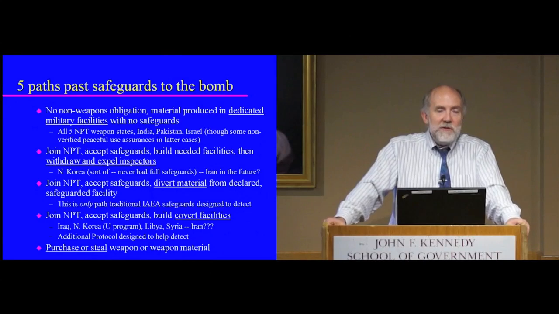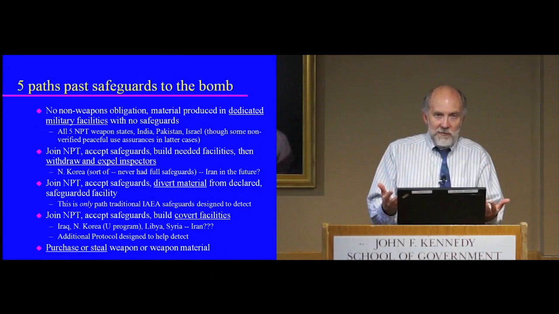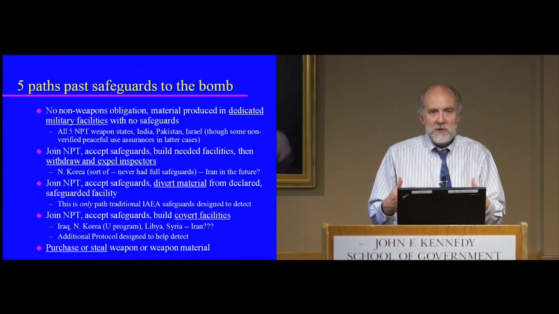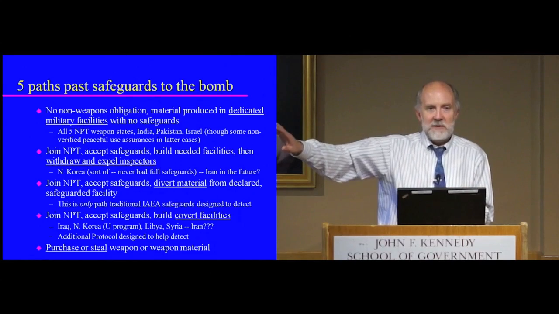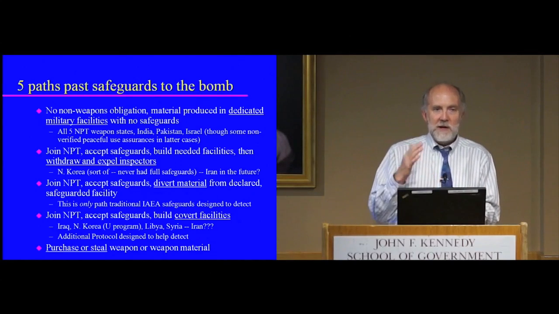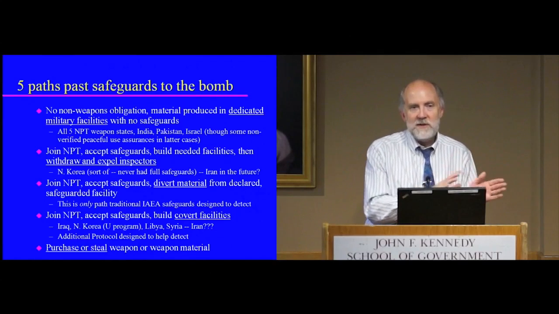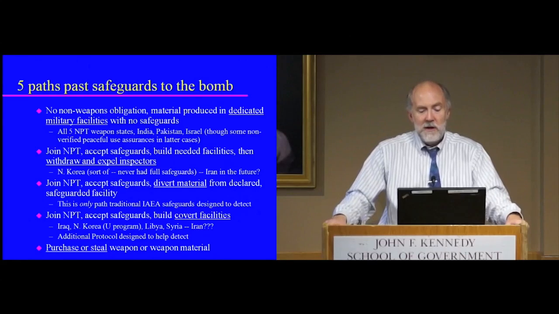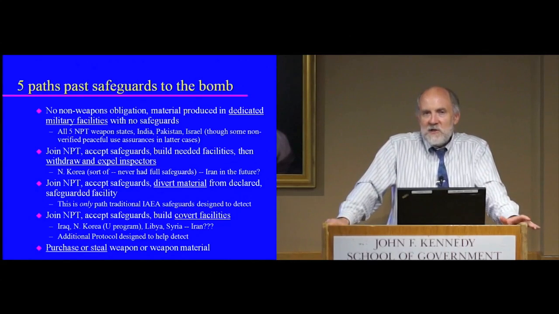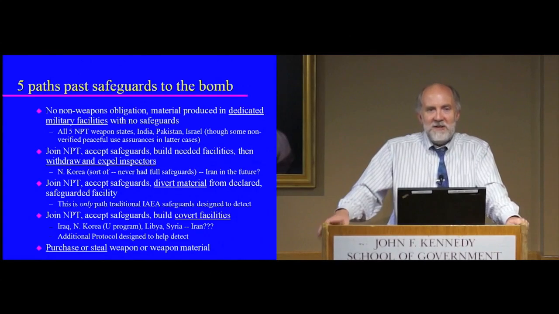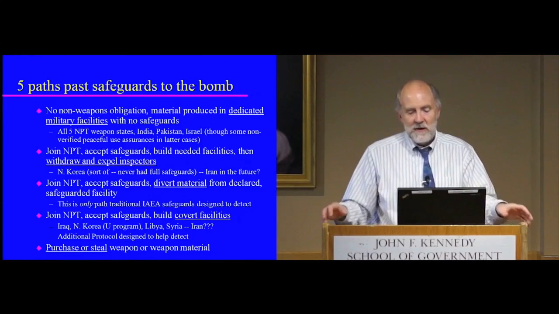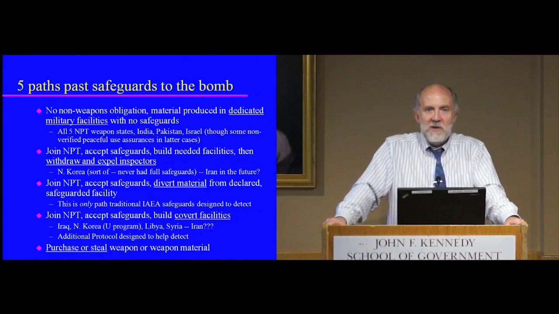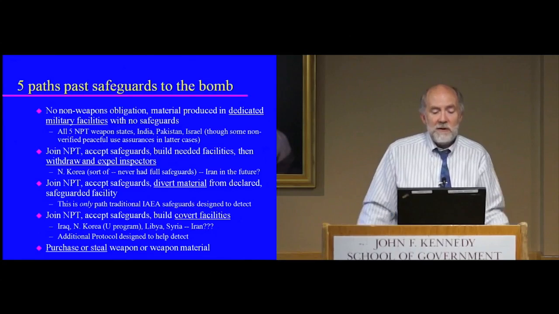Another option would be to join the Nuclear Non-Proliferation Treaty, to accept the inspections, but then when you wanted to build your nuclear weapon, to kick out the inspectors, pull out of the treaty, and say, okay, I'm shifting these facilities over to military production. That's sort of what North Korea did. It did kick out the inspectors, but it had never had full IAEA inspections from the beginning, and it's one thing people worry Iran might do at some point in the future.